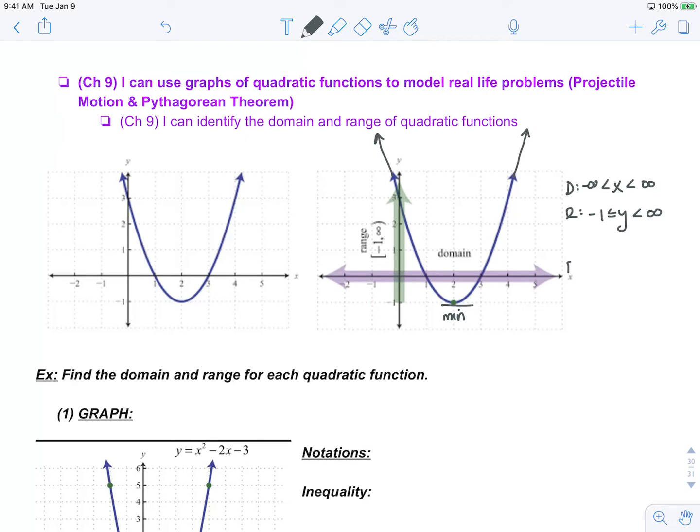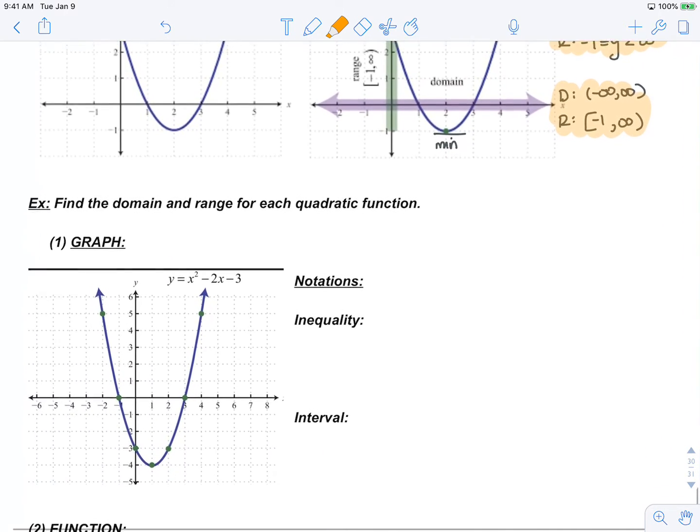So if we wanted to do that in interval notation, our domain is between negative infinity and infinity. But range, we can go from -1, and we can actually equal -1, up into infinity. So we're going to practice inequality notation and interval notation for both domain and range.